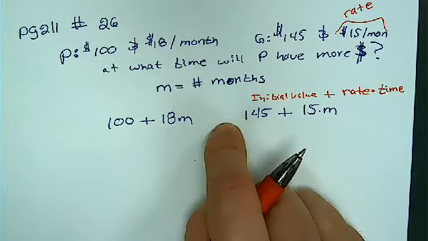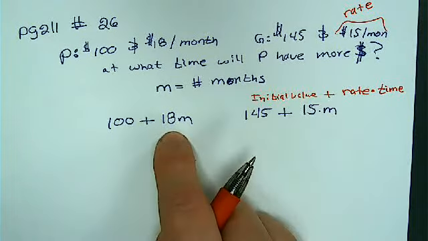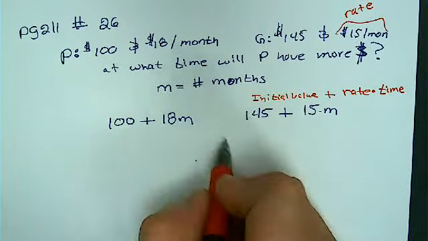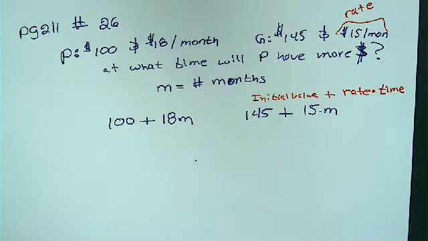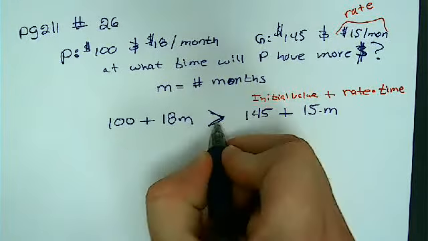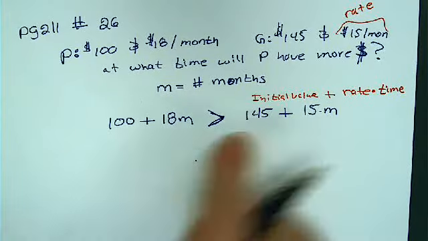We want to know when Phil will have more than Gil. So which way do I draw the symbol? Is it a greater than or a less than? Greater than. I want the point when Phil's is more, so it's opening that way, than Gil. And then I just have to solve that.